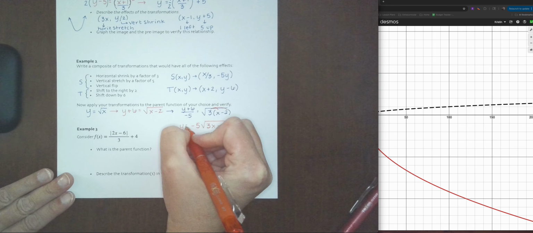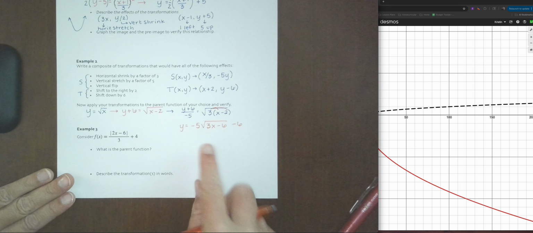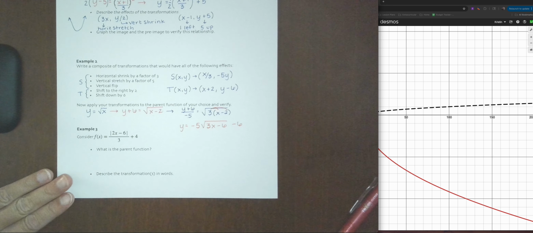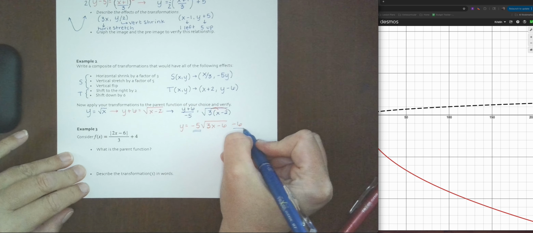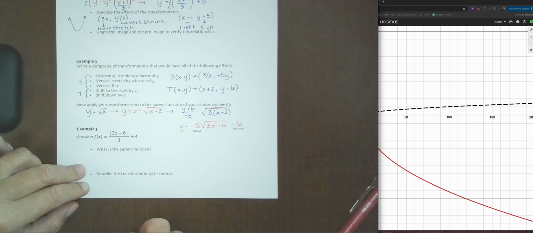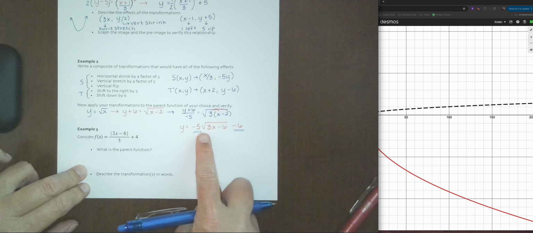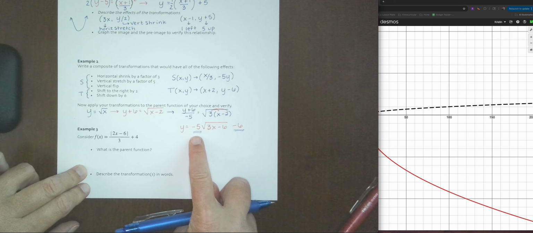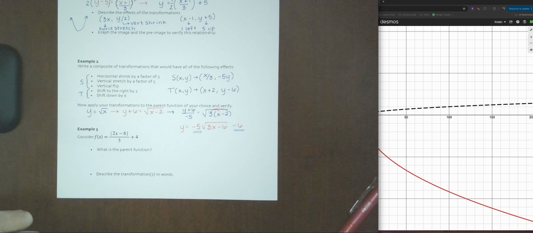And then this y would be all by itself. That's the simplified version of this. You have to be able to look at this and recognize two things. First of all, this -5 and this -6 don't belong with the x. These both belong to the y, and I know that because they're not inside the square root symbol with the x. Okay, so I have to recognize that those two are y transformations, not x transformations.